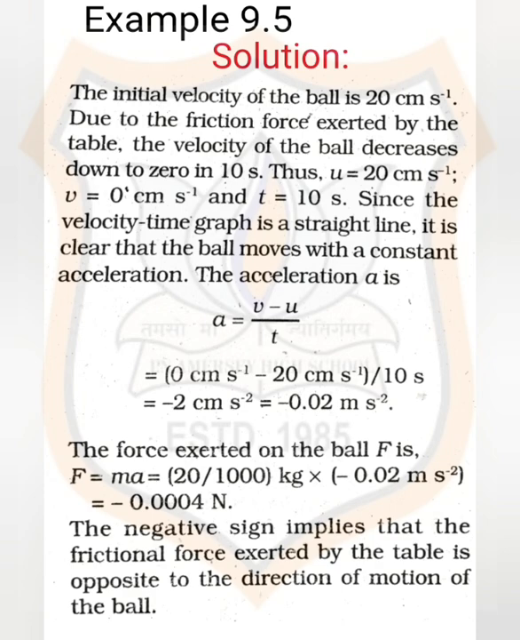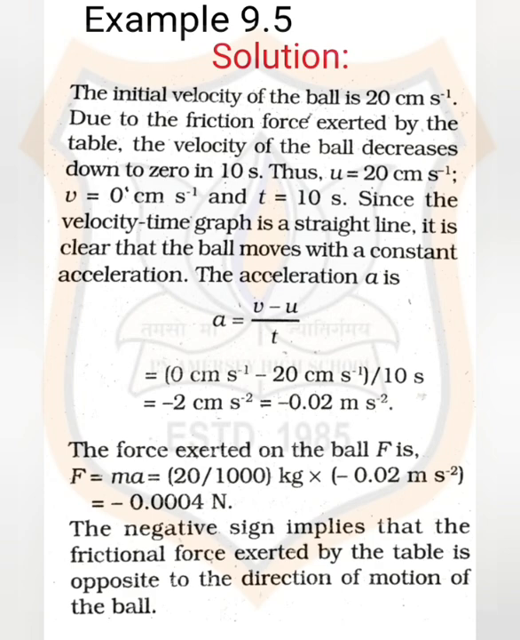So we have the formula. Since the velocity time graph is a straight line, it is clear that the ball moves with a constant acceleration. Yes, we can say constant acceleration. So acceleration will be v minus u upon t, that is 0 minus 20 divided by 10, equal to minus 2 centimeter per second square, or on changing it into the standard unit, it will be minus 0.02 meter per second square.